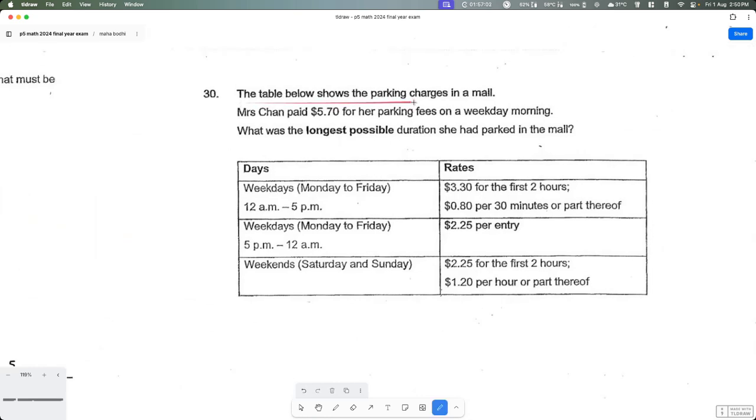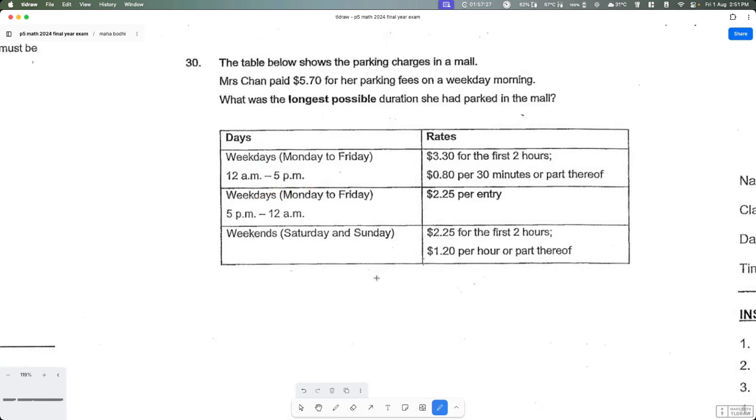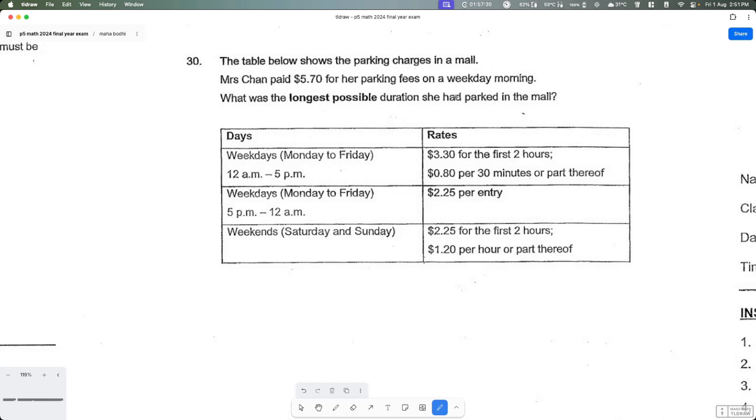Over here, the table below shows the parking charges in the mall. Mrs. Chan paid $5.70 for parking fees on the weekday morning. What's the longest possible duration she parked in the mall? Okay, so we know that she pays $5.70 on a weekday morning. So weekday morning, and then weekdays as well, and then weekends as well. She did in the morning, so that means she is able to put in a lot of hours.